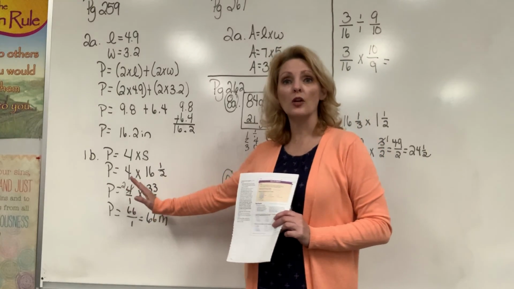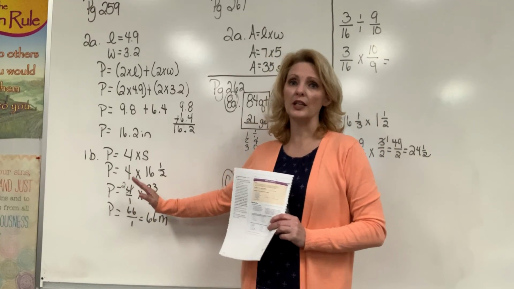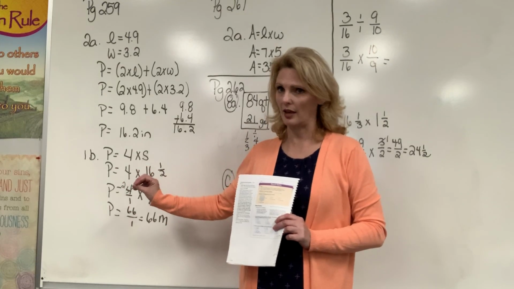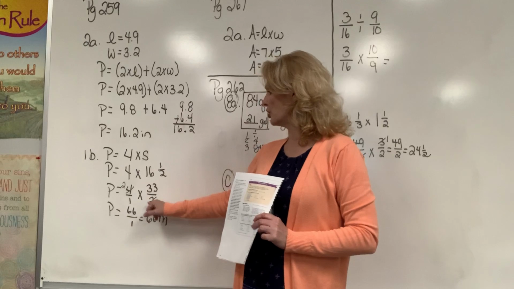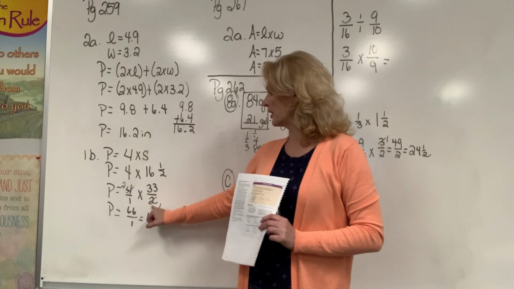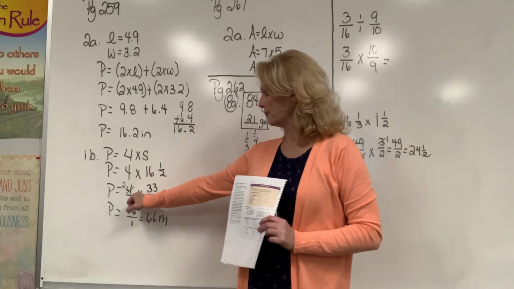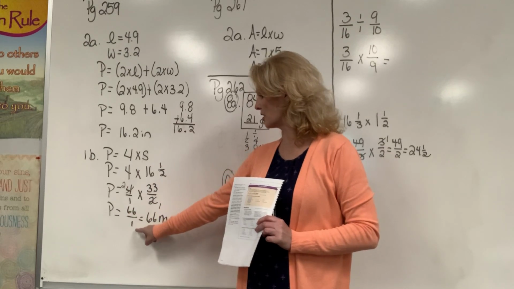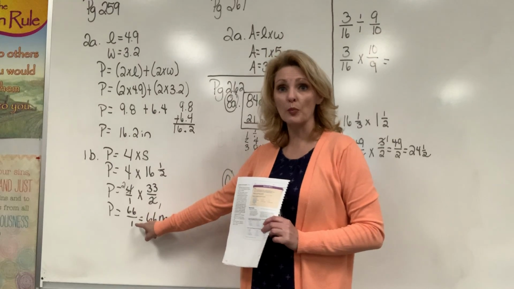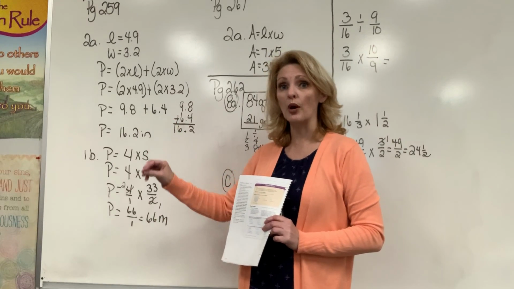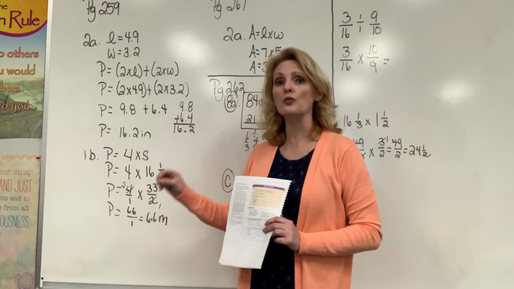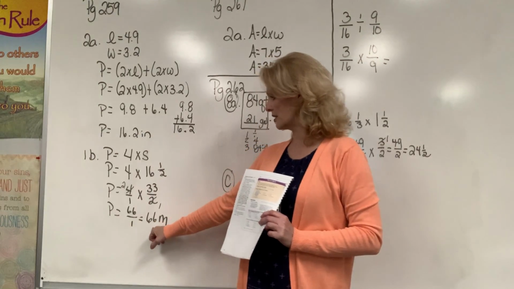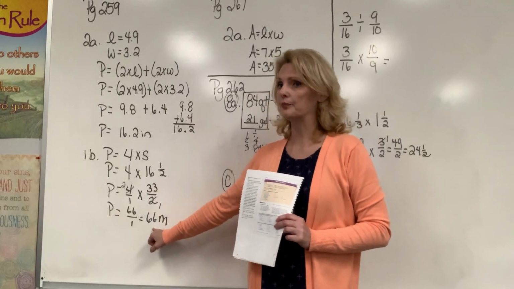Make sure you cancel out. Some of you are forgetting to cancel out before you do your multiplication. Always double check that. So you can cancel the 2 and the 4. So the 2 will become a 1, the 4 will become a 2. So it's 2 times 33 over 1, which is 66 over 1, which becomes a division problem. Anytime you have an improper fraction, that is a division problem, and you have to reduce it all the way down, okay? And so that's 66 meters on 1B.